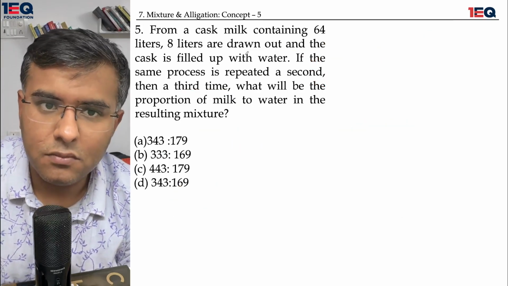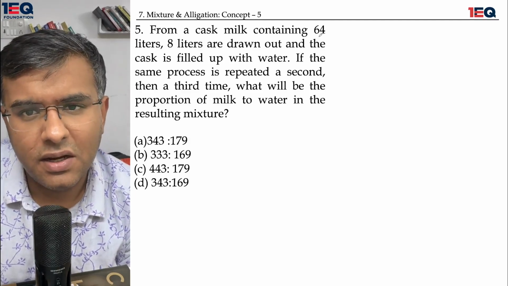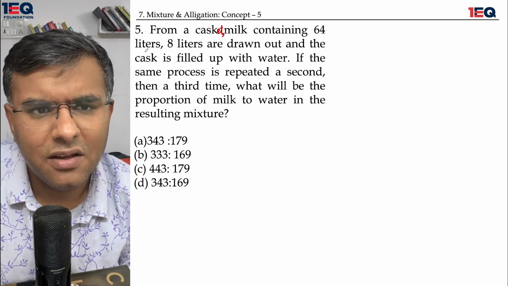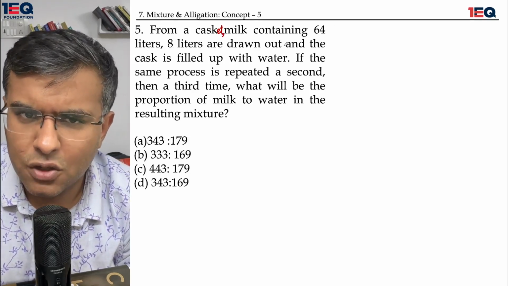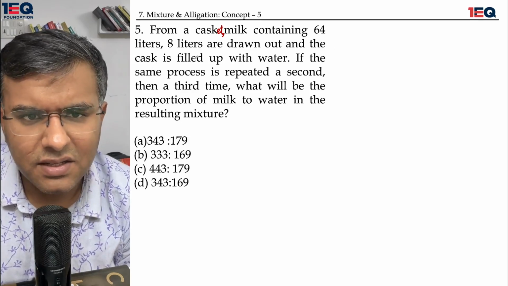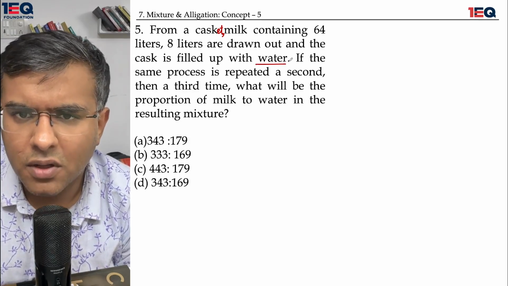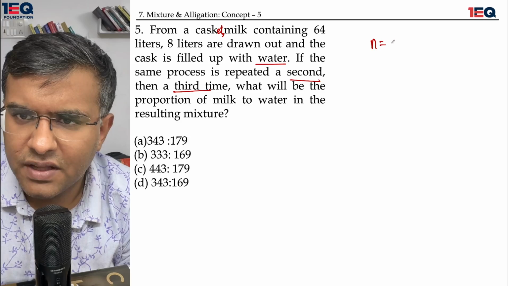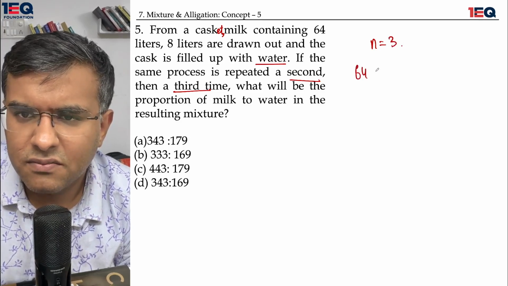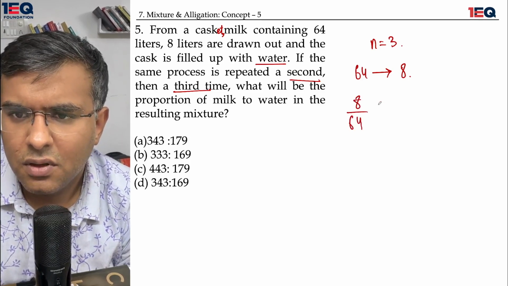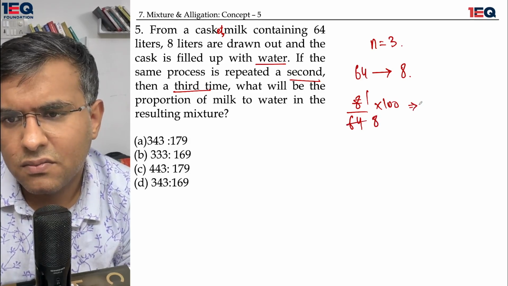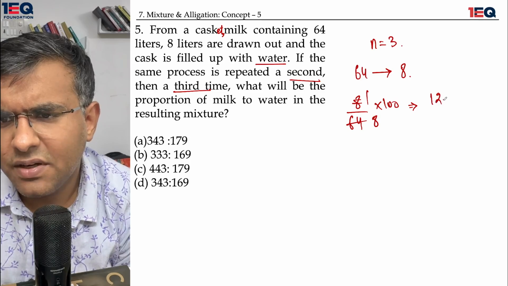I'll move on. From a casket, milk containing 64 liters, 8 liters are drawn out, and the casket is again filled up with water. If the same process is repeated a second and a third time, this means the value of n is nothing but 3. The percentage, which was 64, it is being done with 8. So 8 upon 64 into 100. This is 1 za, this is 8 za. This would give me, I think, 12.5%.